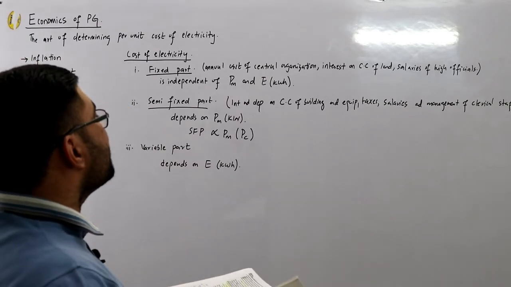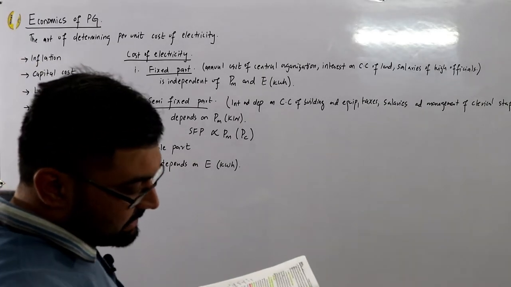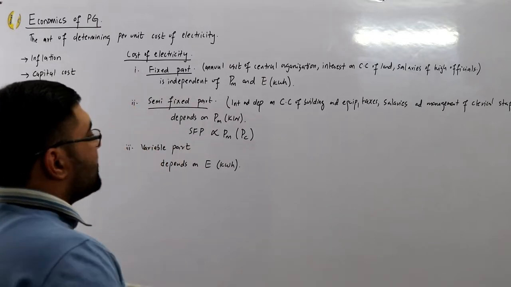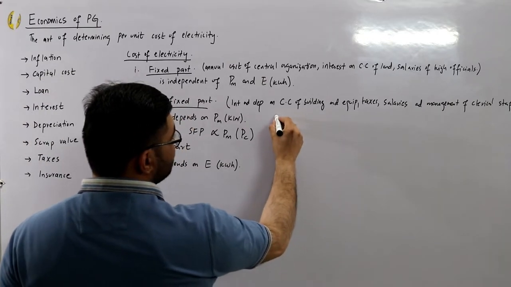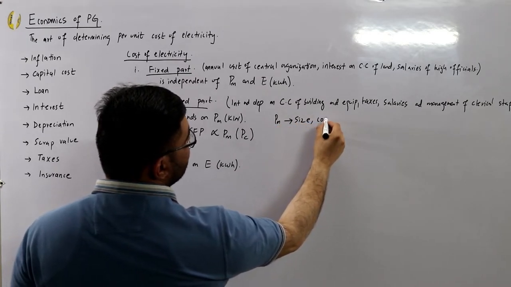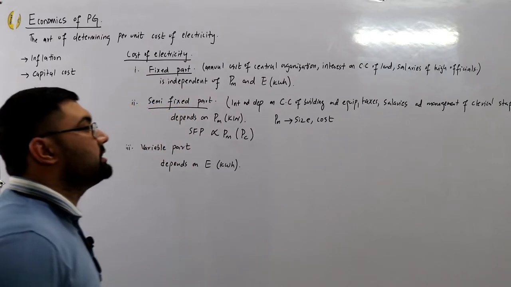The maximum demand on the power station decides its size and cost of installation. The maximum demand on a power station determines the size and the cost of installation of what?